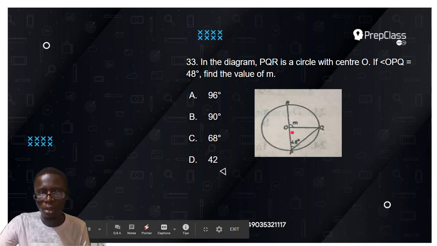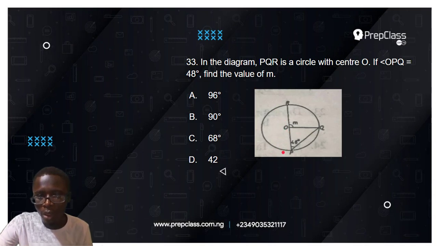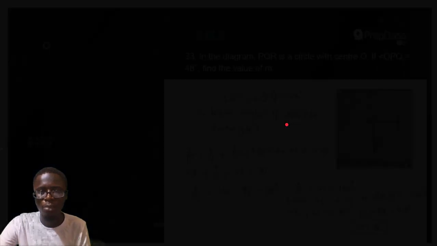PQR, referring to this, PQR is a circle with center O. If angle OPQ is given as 48, that's if this angle is 48, find the value of this angle. So we're looking for the value of this angle, which is this M. To do this, let's proceed.